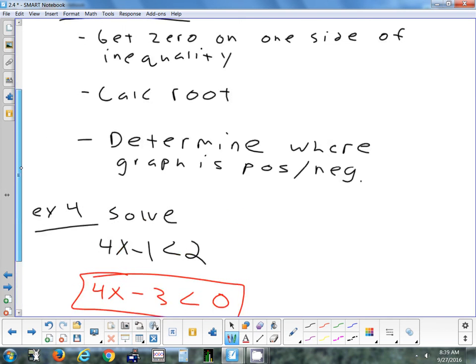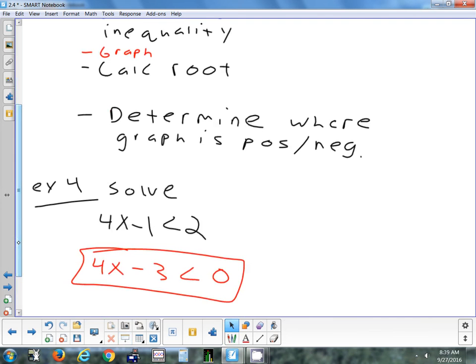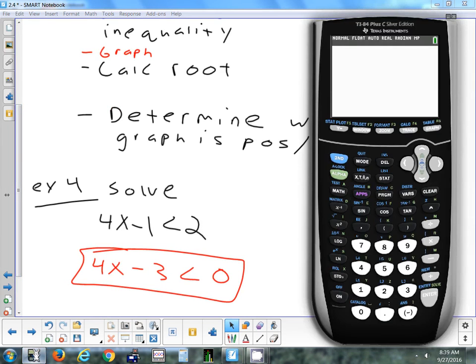Now, one step I could put in here: before you can calculate the root, you've got to graph it. So let's type this in. Just type it in as 4x minus 3. You're not going to be able to change this from an equal sign in y1. All right, so just type it in as y1 equals 4x minus 3. Okay, so we've got our line.